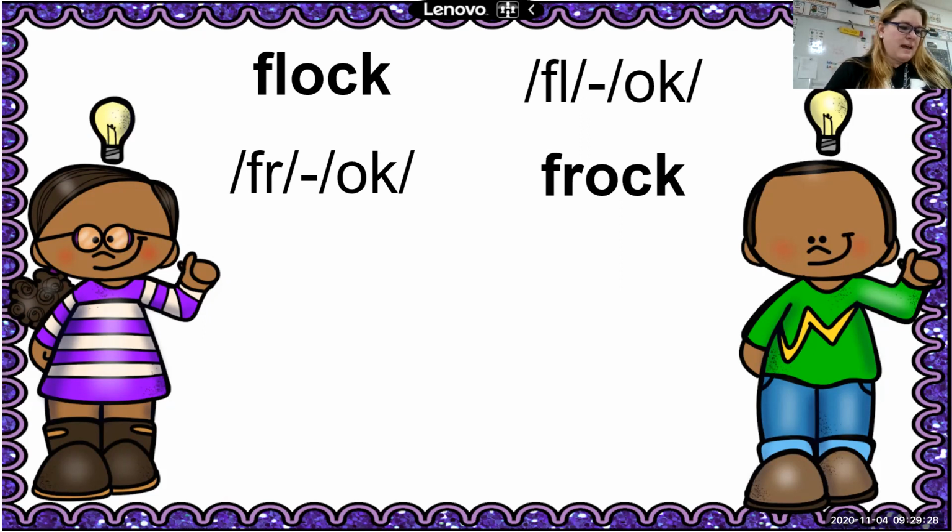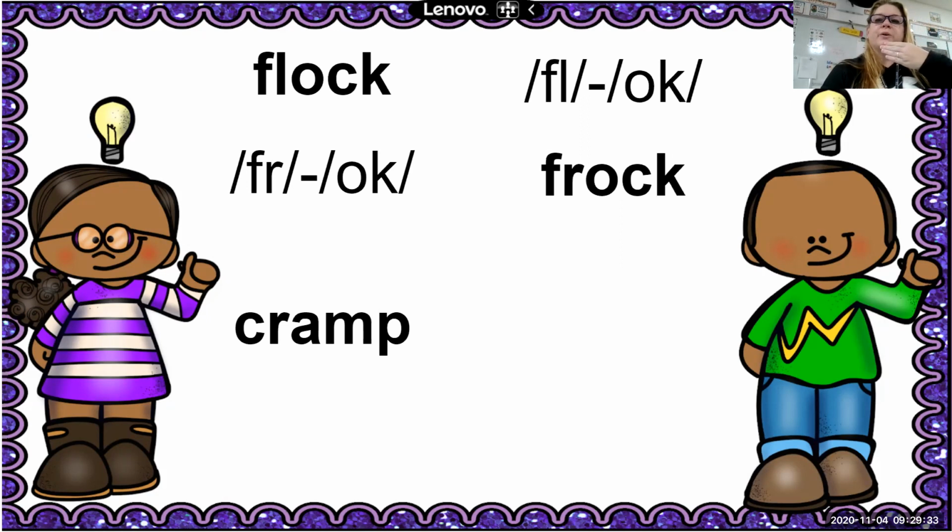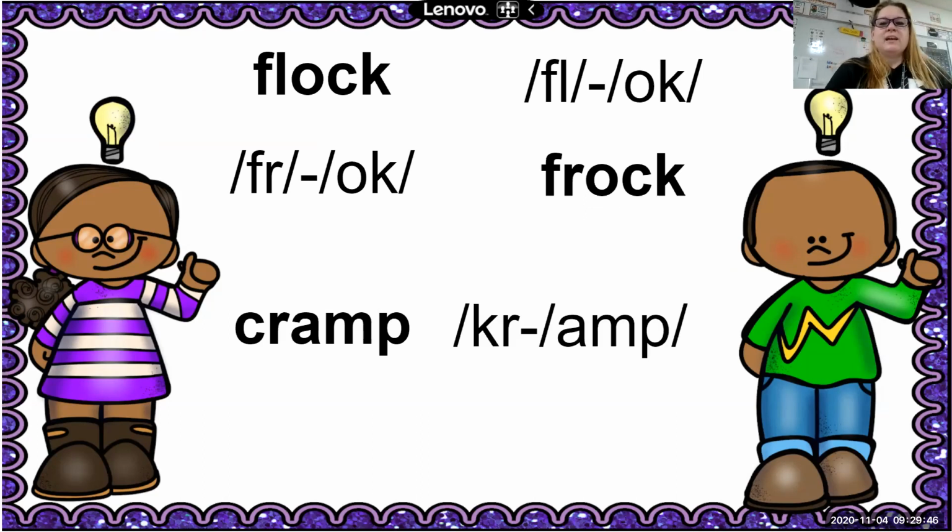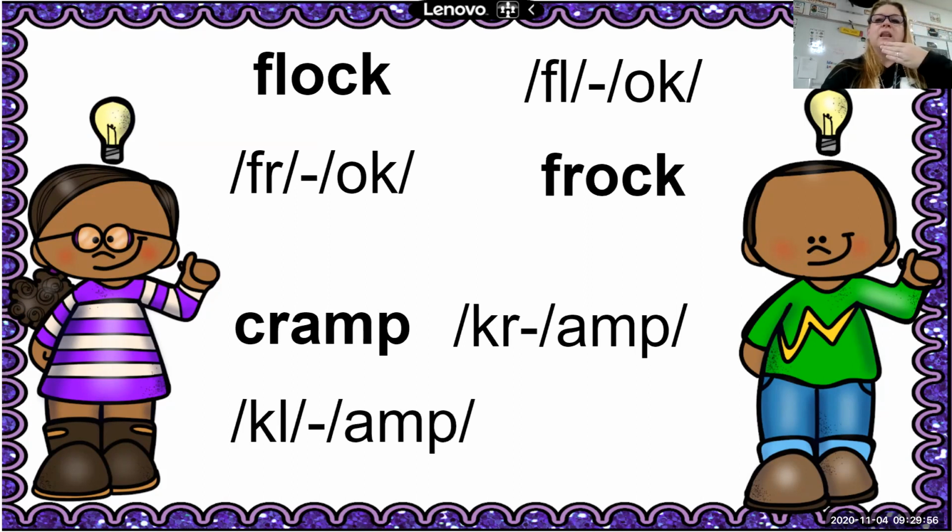All right. Mom had a cramp in her foot. Cramp. Good. If we break that apart, the onset is cr, and the rhyming part is amp, cramp. Good. So I'm going to take away the r part, and I want it to say cl, amp. What is the new word on the curve, guys? It is clamp. Good.